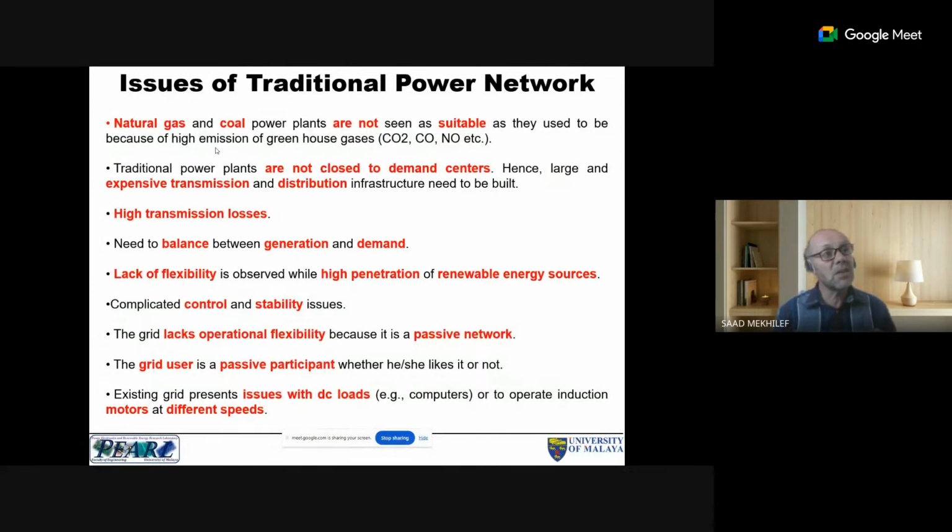And these traditional power plants usually are not close to the demand centers. Most of these power plants are built far away from the load side. Far away.